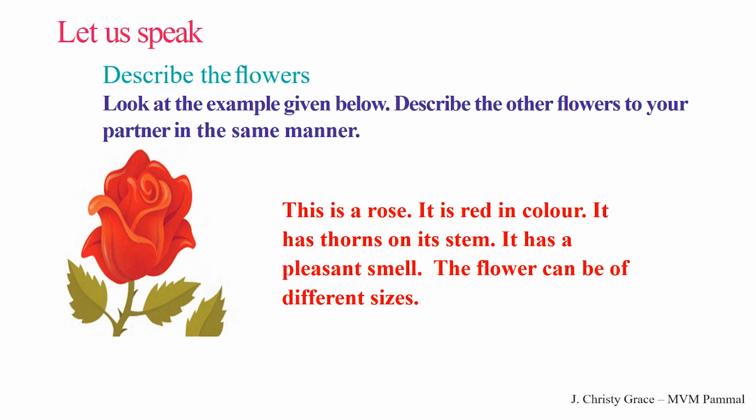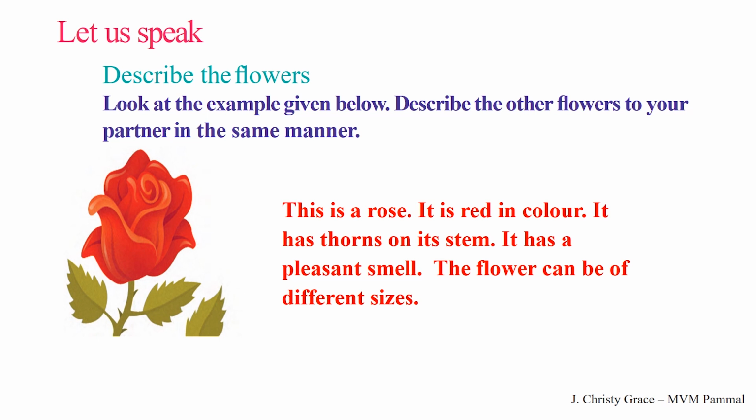You just see the picture of the rose. Yes, it is red in color. It has thorns on its stem. So we can see the thorns on its stem, right? Then it has a pleasant smell. When we smell a rose, we feel pleasant, right? So it has a pleasant smell. The flower can be different in size, right? So one flower will be small, another flower will be a little big. So the flower can be different in size.